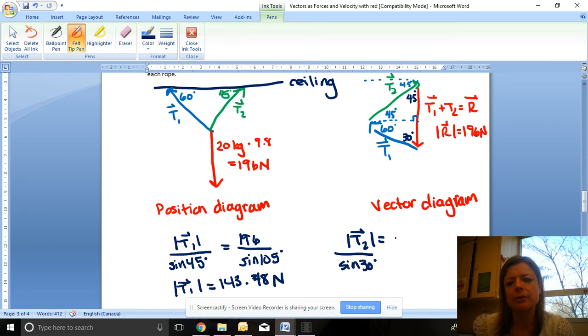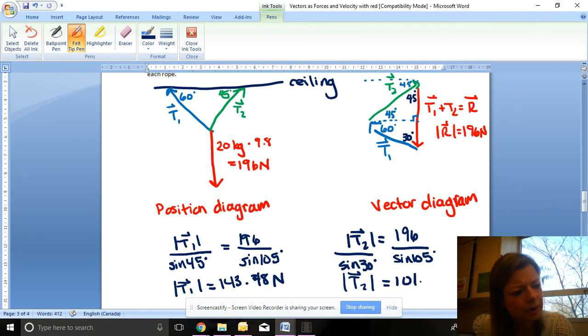Okay, similarly, the tension in cable 2 is over sine 30 degrees. And then we can set it equal to our known ratio of 196 over sine 105 degrees. And the tension in the second rope is equal to 101.46 newtons. Okay, so those are the tensions in each of the ropes.